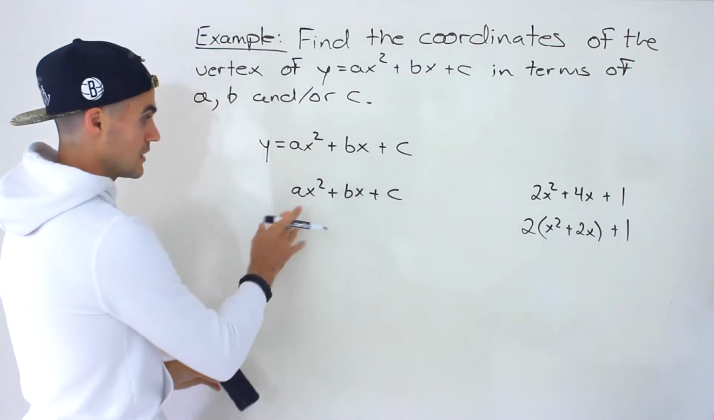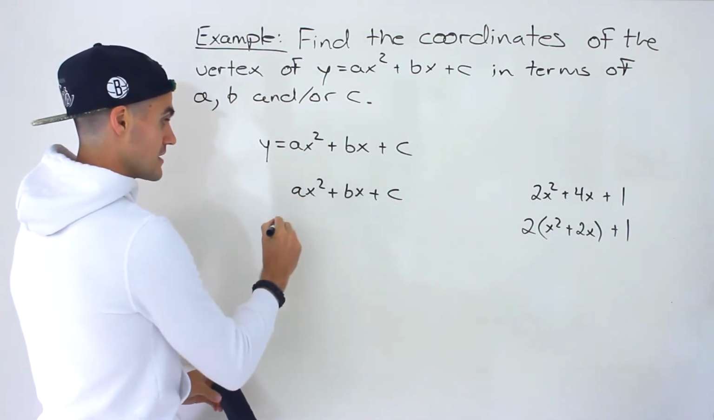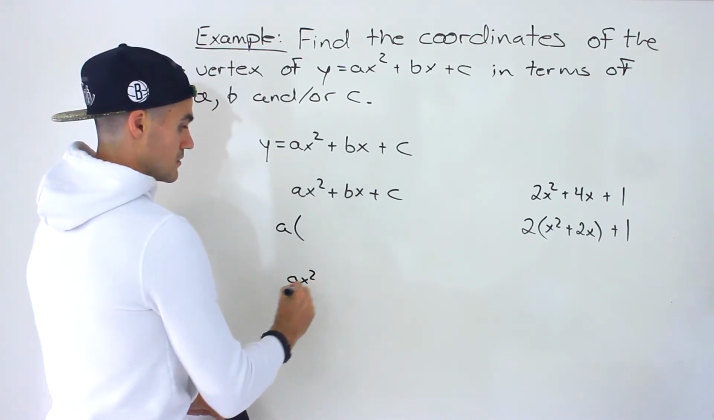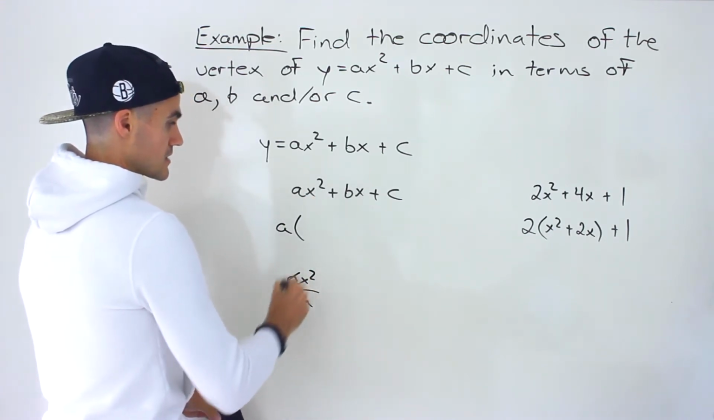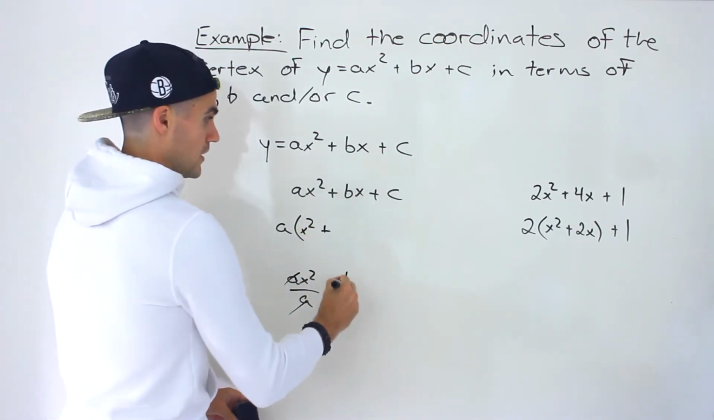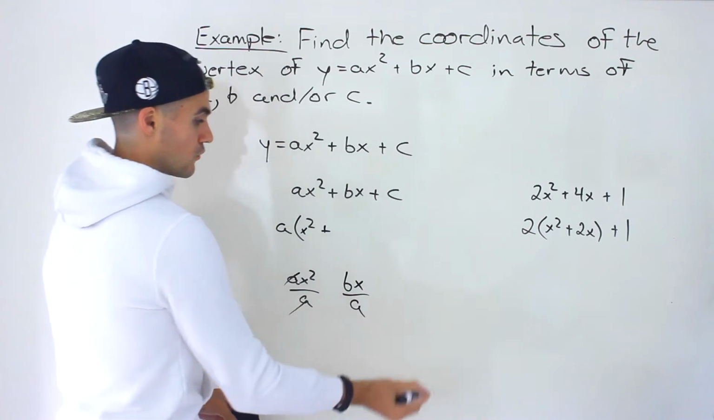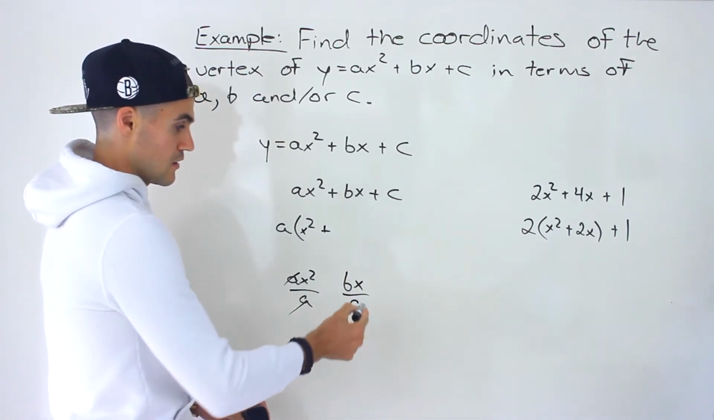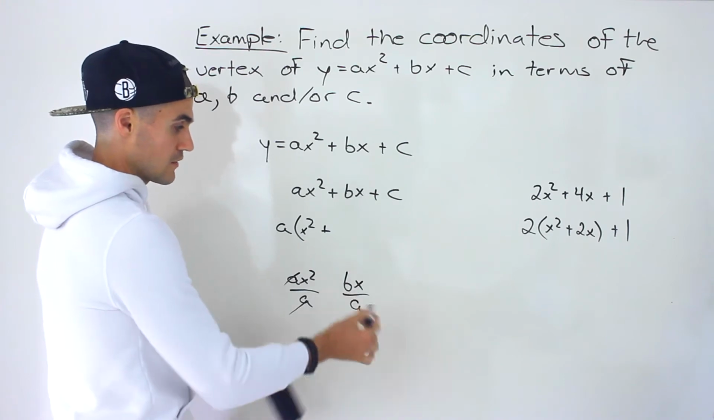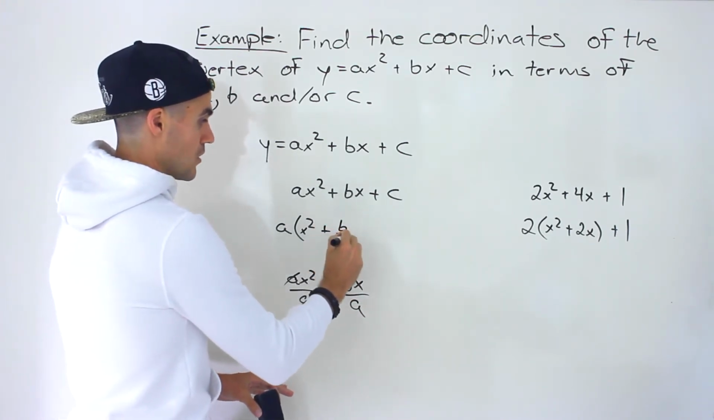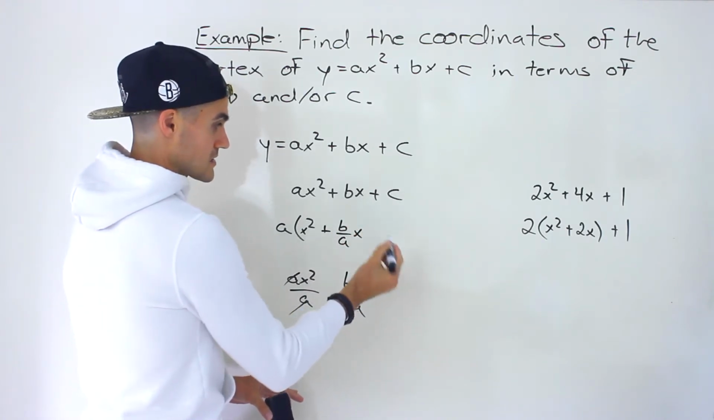So the exact same thing is going to apply here. We're going to take out this a that's in front. Ax squared divided by a, the a's cancel out, so we're just left with x squared here. And then we've got plus, and then what is bx over a? Can't simplify that in terms of these letters here, right? Nothing is canceling out. So let's just write this remaining term as b over a x.